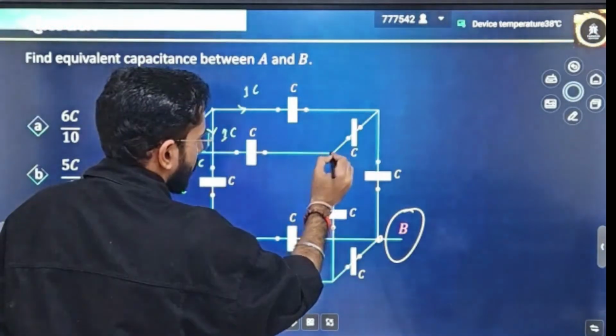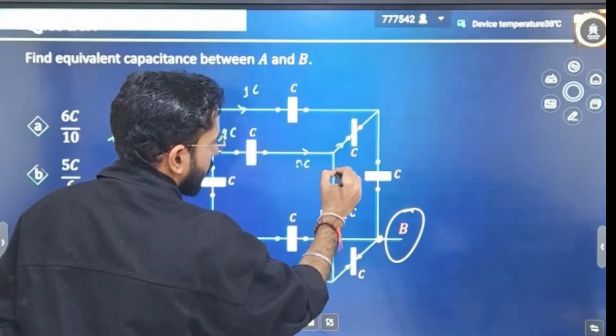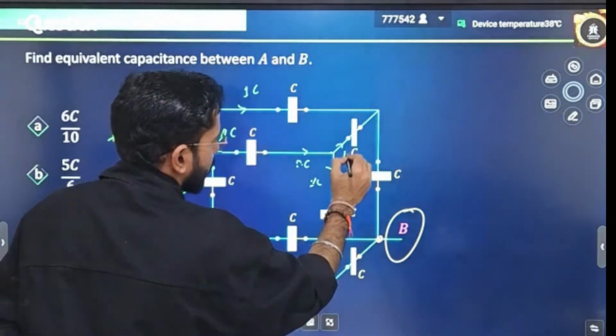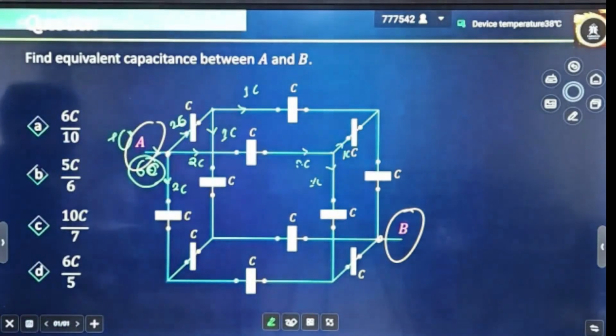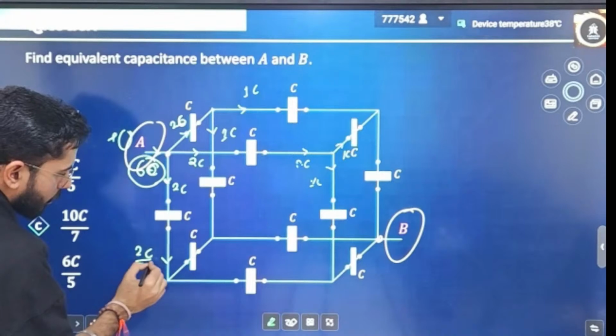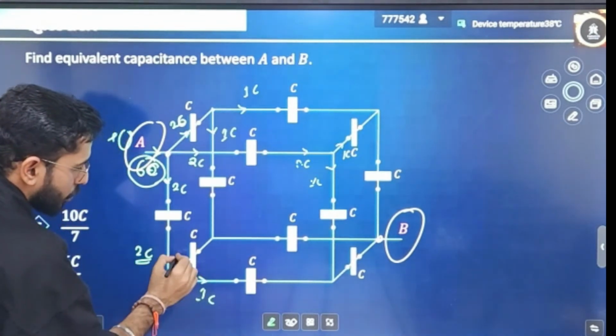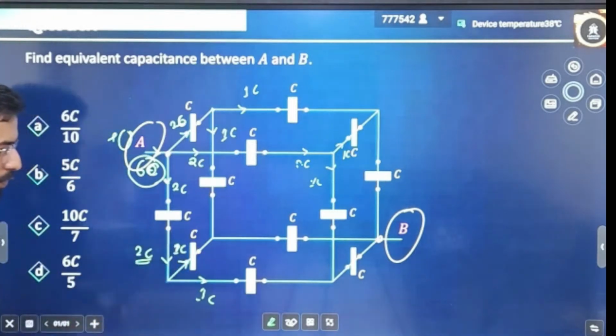Now come to this junction. Till here it is 2 coulomb charge. Now again it is distributed into 2 circuits. That means here it is again going 1 coulomb charge, and here also it is going 1 coulomb charge. Come to here, till here it was coming 2 coulombs of charge. Finally it will be going here 1 coulomb, because again it is distributed into 2 sections. Here also it is going 1 coulomb of charge.